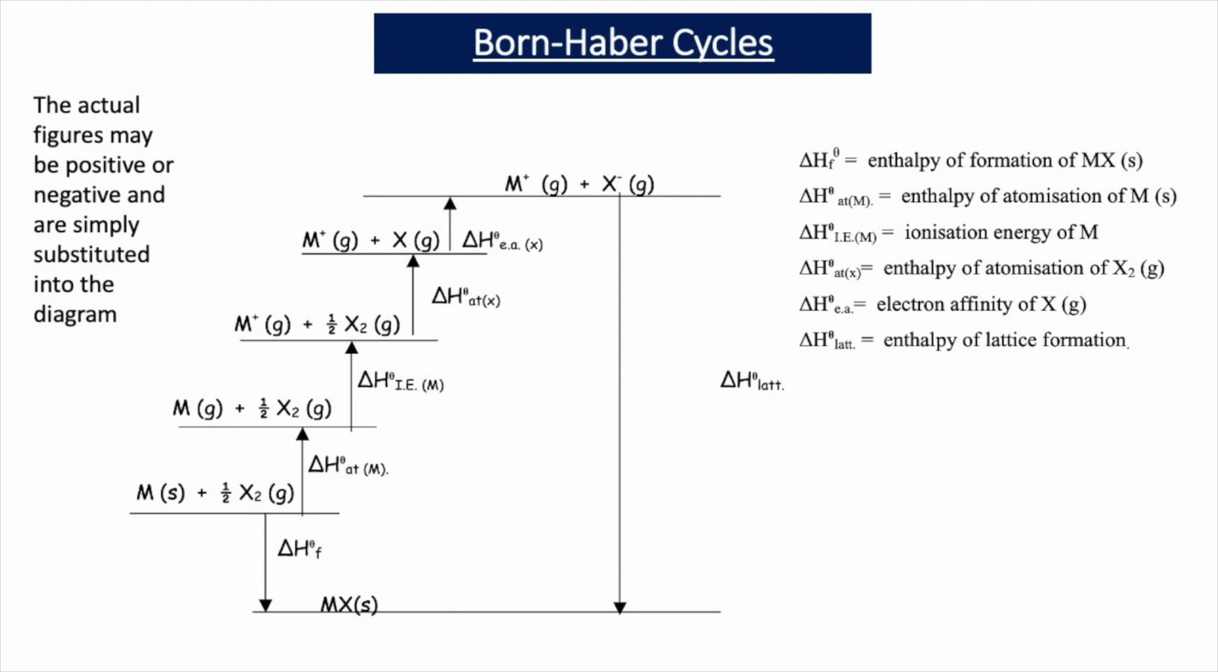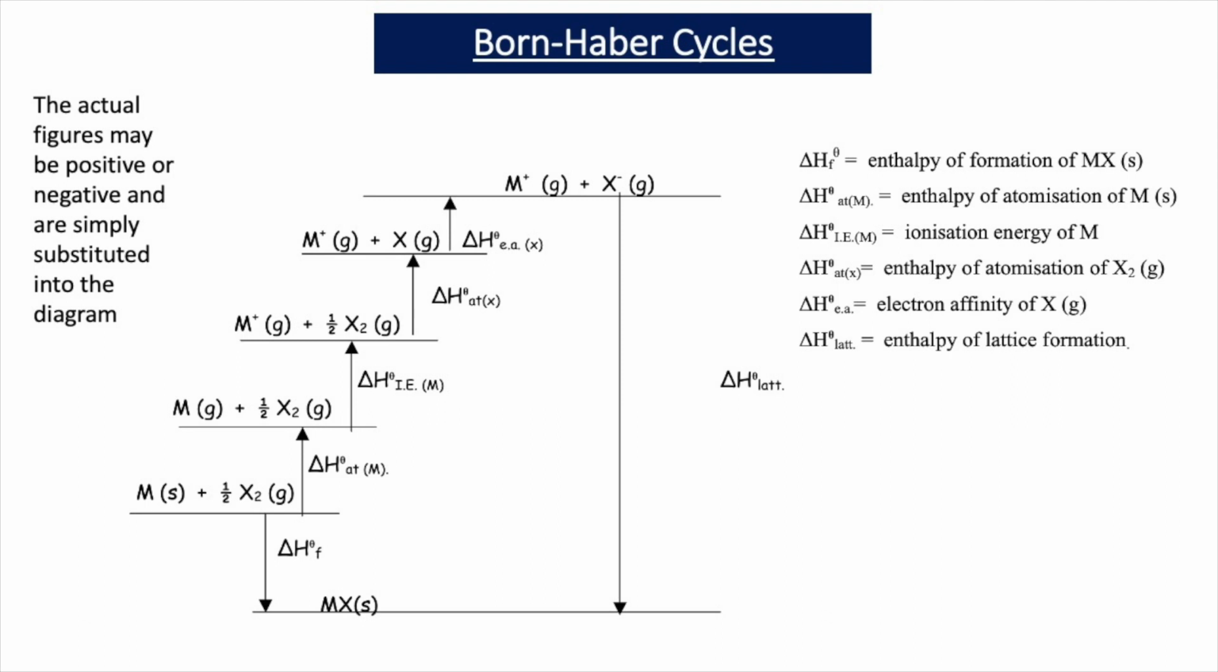Now the rest of the Born-Haber cycle diagram is essentially showing you how you go from M solid and half X2 gas to M plus gas and X minus gas, because the ionic compound MX is made up of M plus ions and X minus ions. The enthalpy change of lattice formation is essentially the enthalpy change that occurs when 1 mole of an ionic compound is formed from its ions of the element in the gas phase.